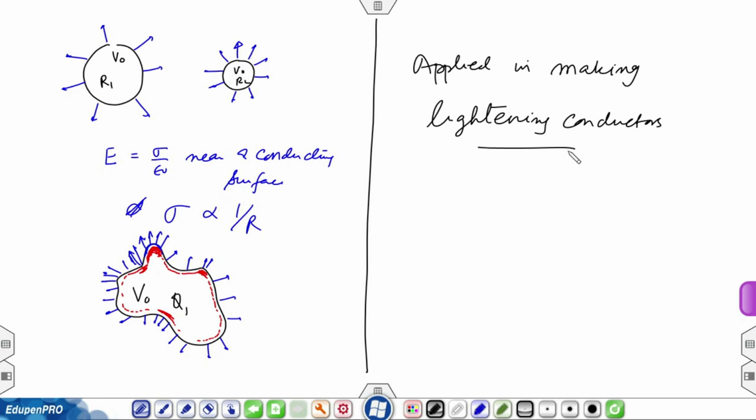So, what you do is on the top of the houses, you put a conductor with very sharp edge, so that when there is lightning, it will induce a lot of charge near the edge, field will become strong. So, all the current will go to this point and then go to the ground through the connecting wire.